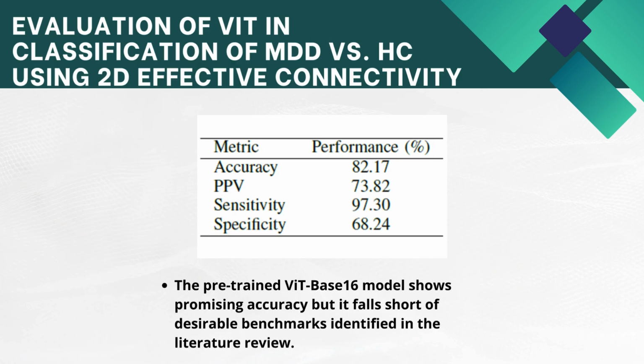Next, we also use images from 30 patients with major depressive disorder and 30 healthy controls. It achieved an accuracy of 82.17% in classifying MDD, with a positive predictive value of 73.82%. The model showed high sensitivity at 97.30%, but had a lower specificity of 68.24% for identifying healthy individuals. Overall, the model shows promising performance in classifying MDD.